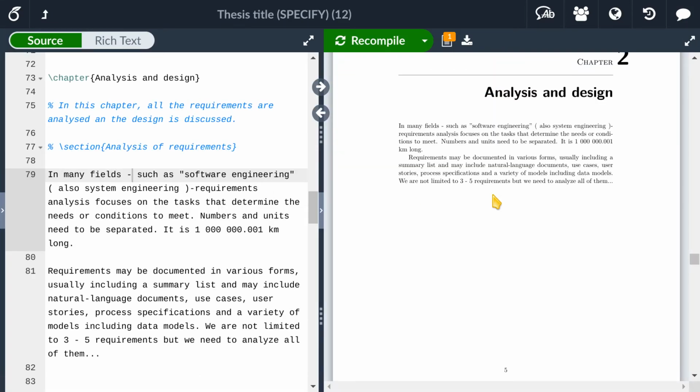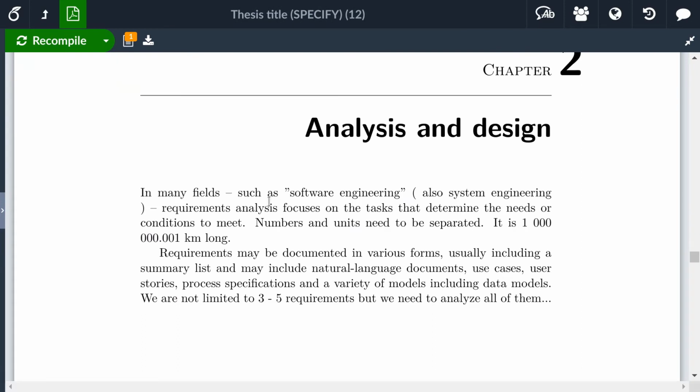In many cases, a hyphen isn't what we need. Like here, such as software engineering is a part of a sentence inserted into another sentence. So what we need there is punctuation. Imagine it like instead of a comma. So for punctuation, we need a dash, not a hyphen. In LaTeX, if you hit the minus sign two times, you get the so-called en dash. Note that the en dash is definitely longer and of a different look than a hyphen, like here.